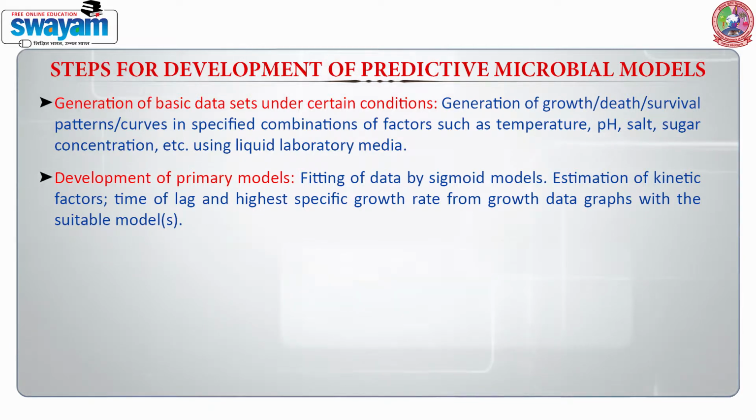Then we go in for the development of primary models. In this, we are trying to fit the data by the sigmoid models, and we are trying to estimate the kinetic factors, such as time of lag and maximum specific growth rate from the growth data graphs. We are also using suitable models which fit into this scheme.